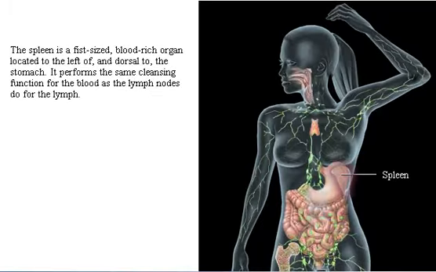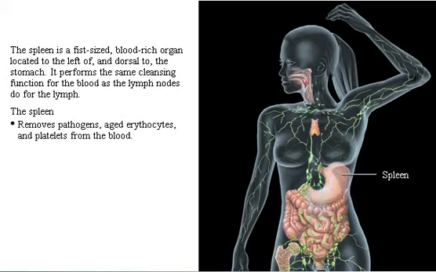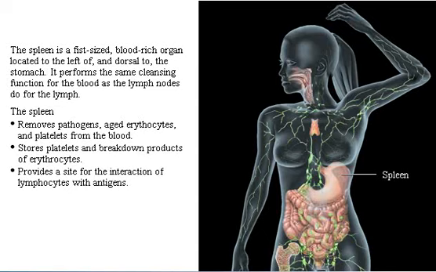Now let's look at the spleen. The largest of the lymphoid organs, the spleen is a fist-sized, blood-rich organ located to the left of and dorsal to the stomach. It performs the same cleansing function for the blood as the lymph nodes do for the lymph. The spleen removes pathogens and aged erythrocytes and platelets from the blood, stores platelets and breakdown products of red blood cells, and provides a site for the interaction of lymphocytes with antigens.